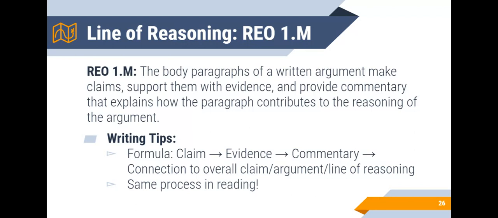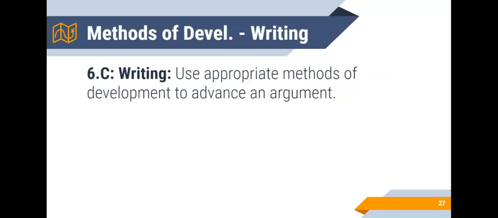Now, I would really strongly recommend looking at REO 1.A and 1.B in regards to how to develop and look at creating a claim. Do you create a claim first and then come back to the evidence that supports it, or do you talk about the process that leads into your claim? Both have very different looks and very different outcomes, but again, they all do support what we have here for turning into body paragraphs. Now, looking at methods of development, we're going to look at 6C here for writing.